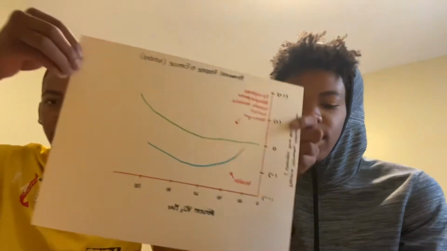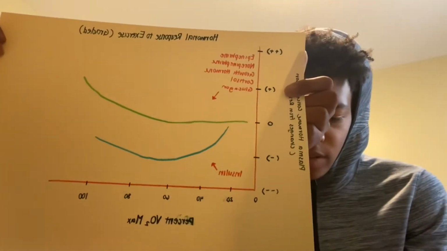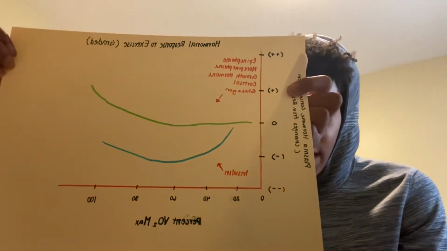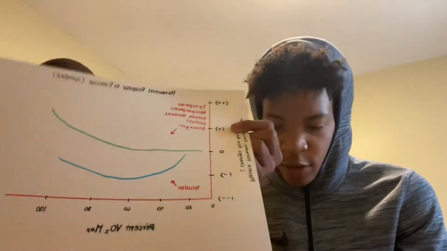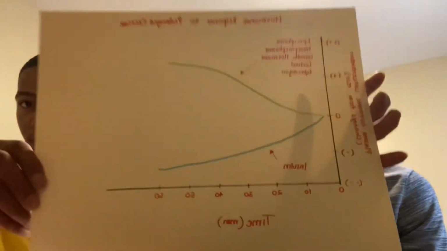5.29a is a summary of the hormonal response to exercise during increased intensity. And 5.29b is a summary of the hormonal response to moderate exercise during a longer period of time.